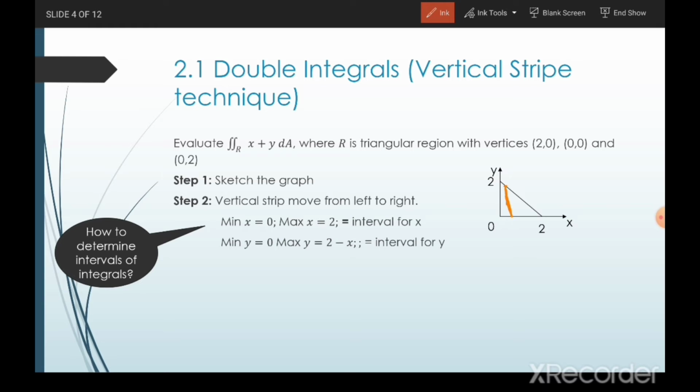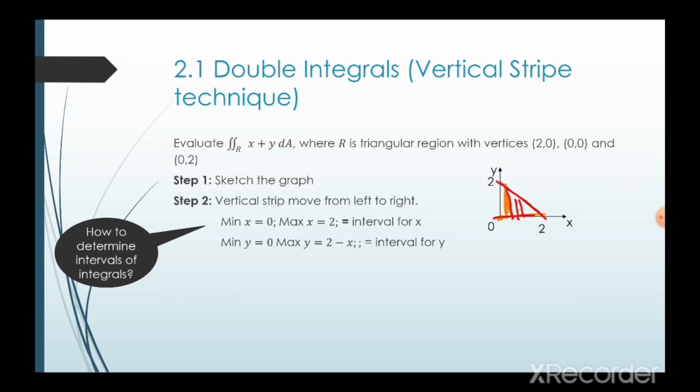So the minimum x is 0, the maximum x is 2. That is the interval for x. The interval for y is between these two lines, y equal to 0 and y equal to 2 minus x. Then you calculate by using the double integral, and the final answer you get is 2 over 3.